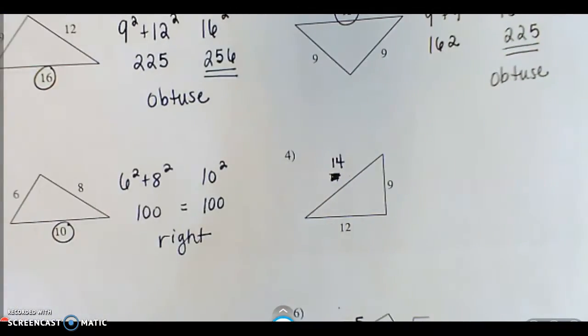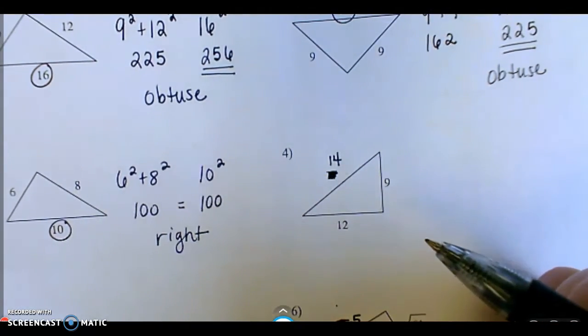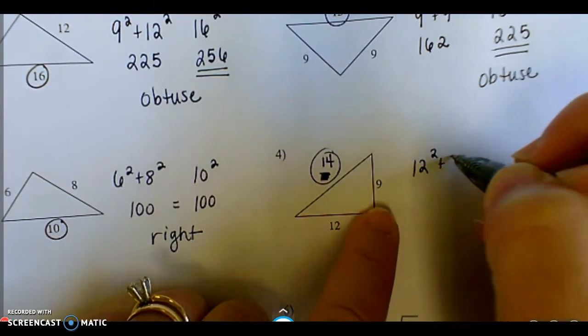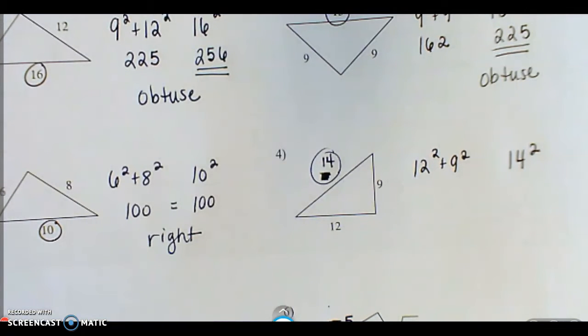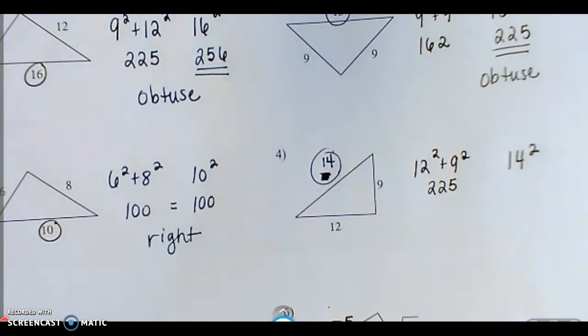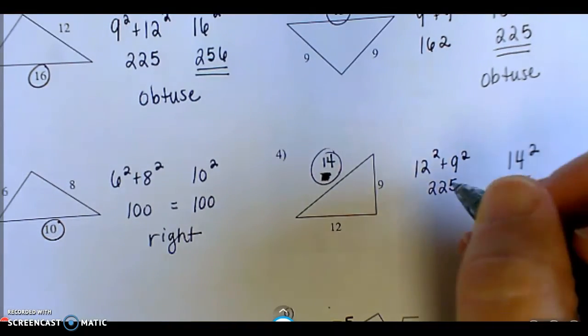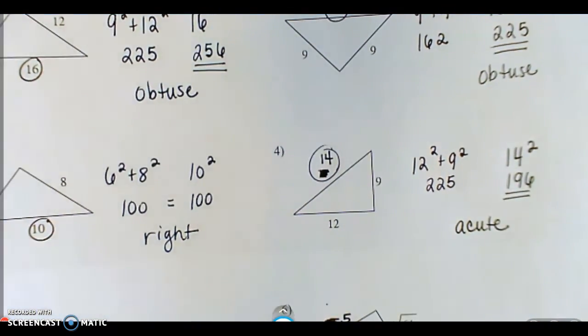Okay, so number 4. I'm going to change that to a 14. I think it said something else earlier, but I'm going to change that to 14. That's the bigger side. So we're going to have 12 squared plus 9 squared, and then 14 squared. So 12 squared plus 9 squared is 225. And then 14 squared is 196. Look at the bigger side. It is smaller than the other two together, so that means that our triangle is acute.